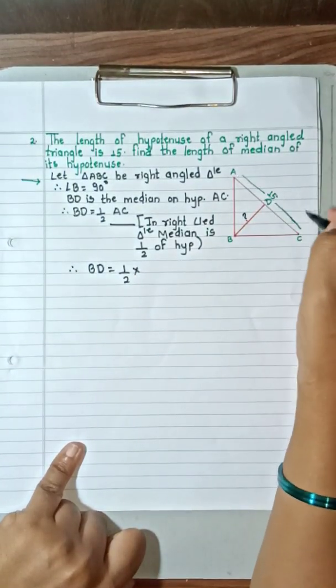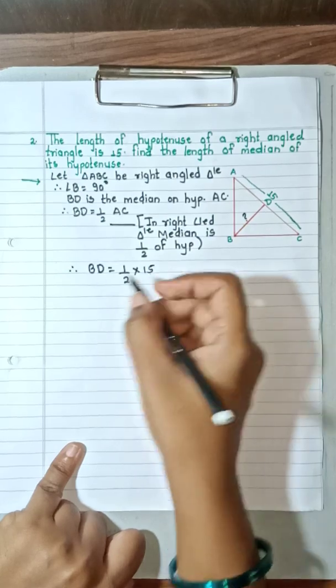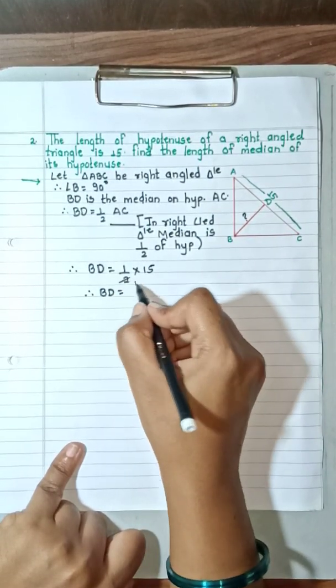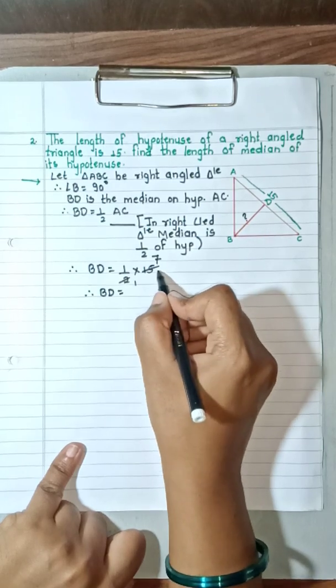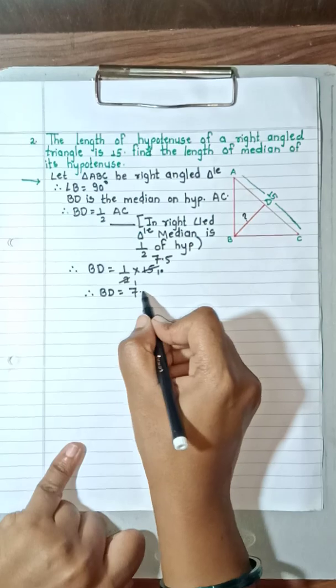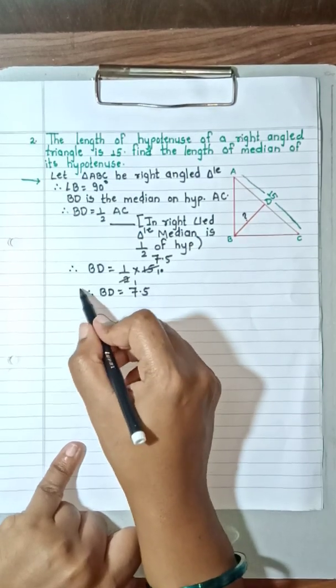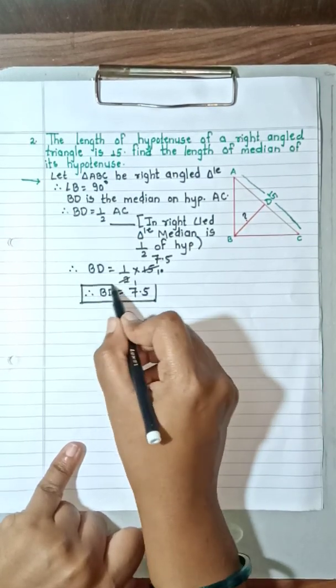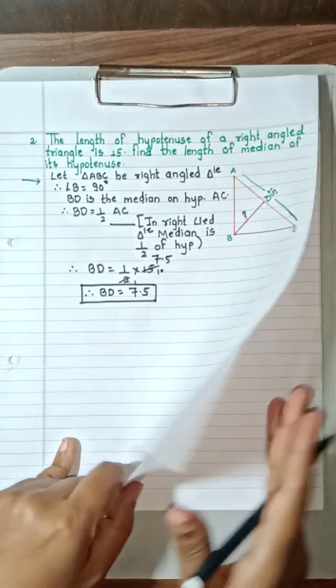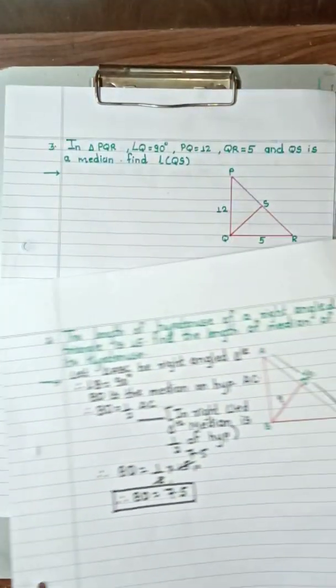Therefore you can write down here BD is equal to half of AC. So how much is AC? AC is 15. Therefore BD is equal to half of 15: 2 7s are 14, 1 is left, so 0.5, that will be 7.5. So the length of the median is 7.5. See how easy was this second question. Now let us move on towards the third question.